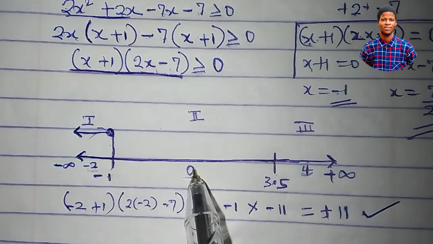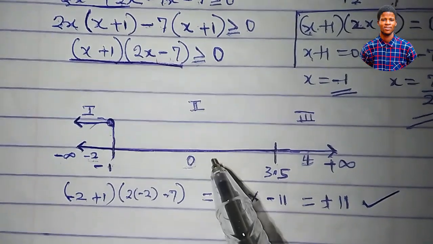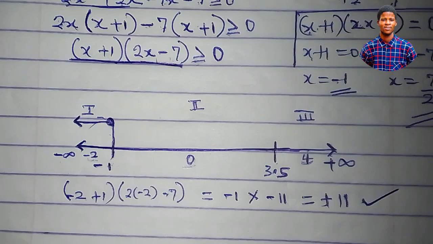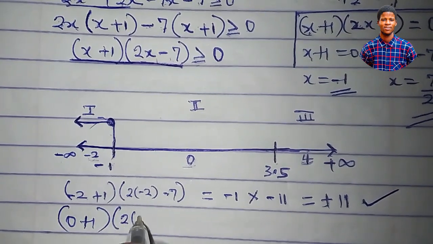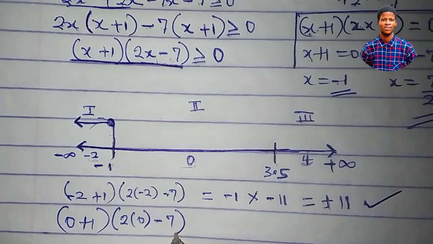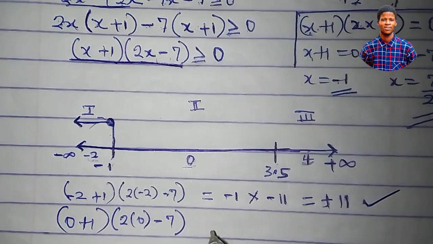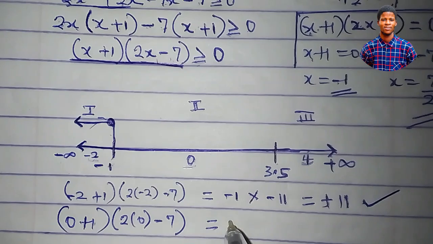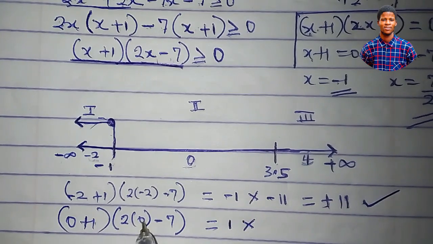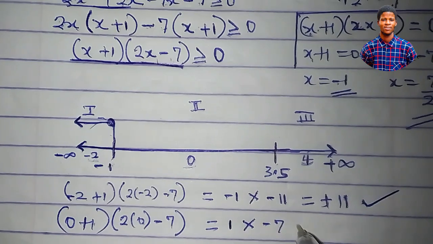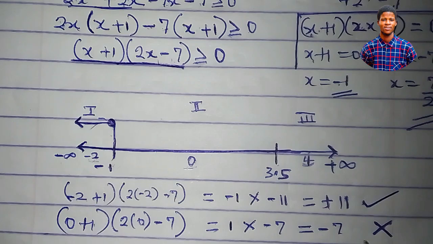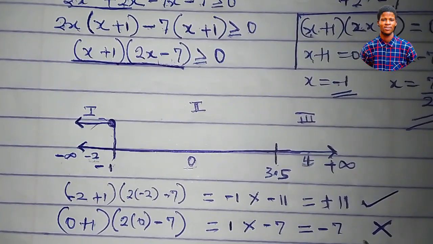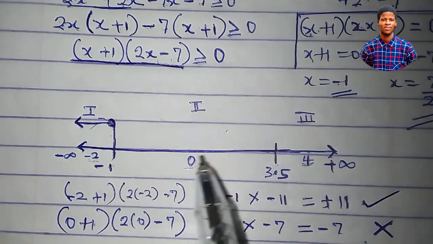Let's test for region 2. Let's use 0. This will be 0 plus 1 times 2 times 0 minus 7. 0 plus 1 is 1. Times 2 times 0 is 0. 0 minus 7 is minus 7. And this is minus 7. This is not greater than 0. It is less than 0. So region 2 does not satisfy the inequality.